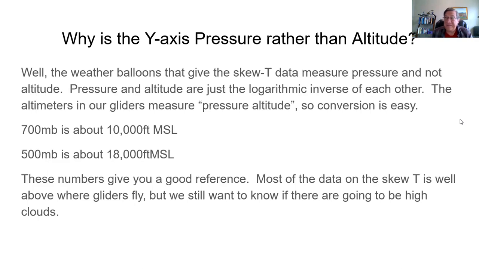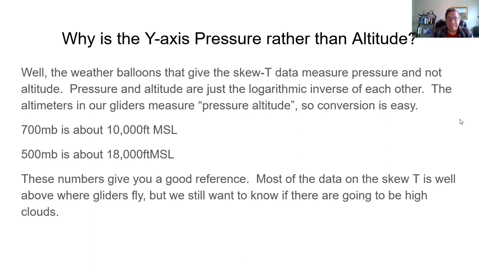They don't really know what the altitude is, but they can measure the pressure. And really, even the altimeter that's in our gliders is really just a pressure gauge. Altitude is sort of the logarithmic inverse of pressure. So at 700 millibars, our altimeters will read about 10,000 feet, and at about 500 millibars, they'll read about 18,000 feet.